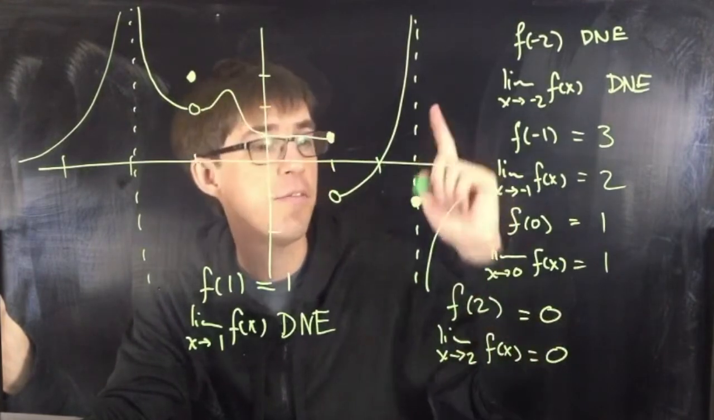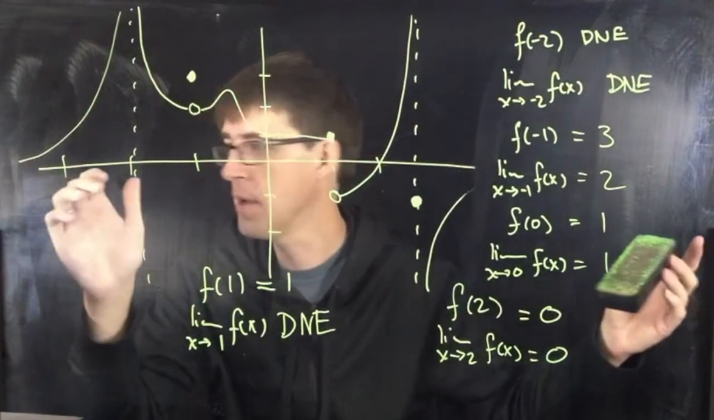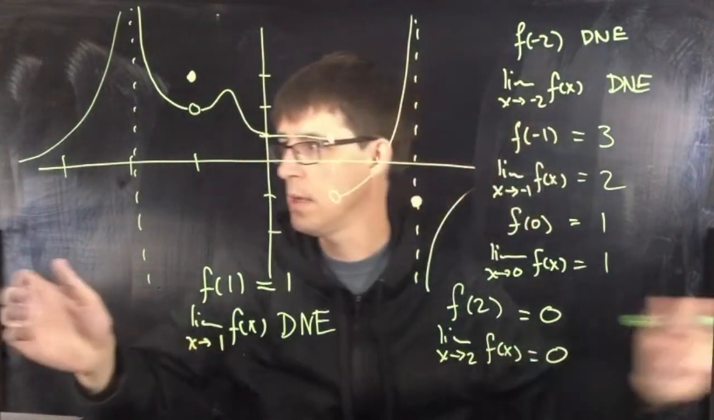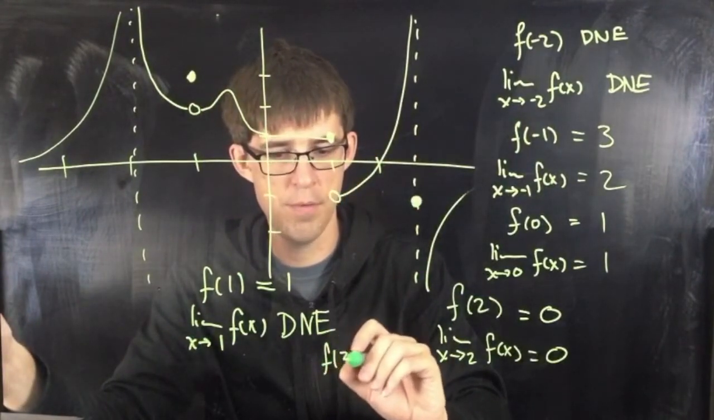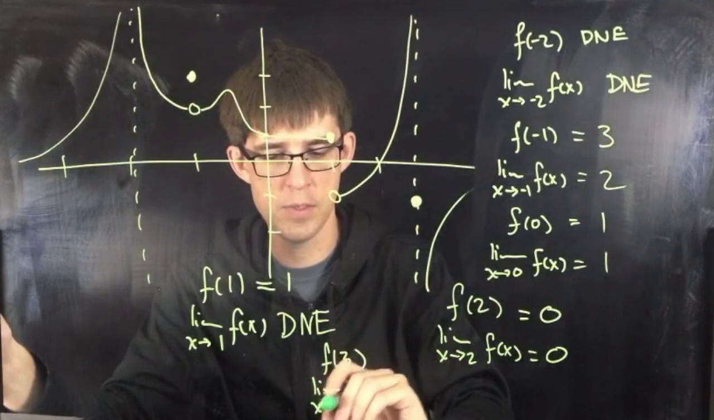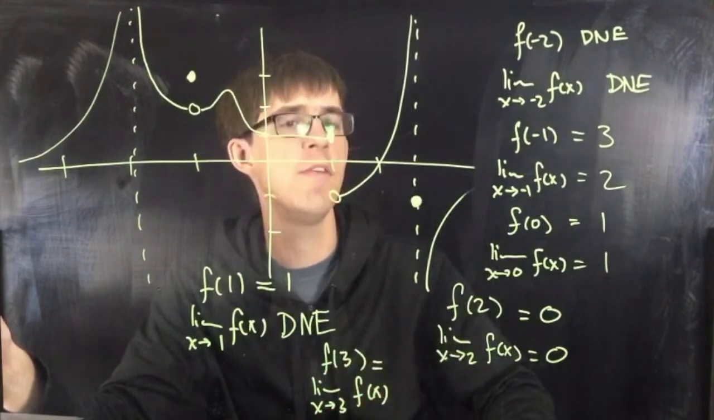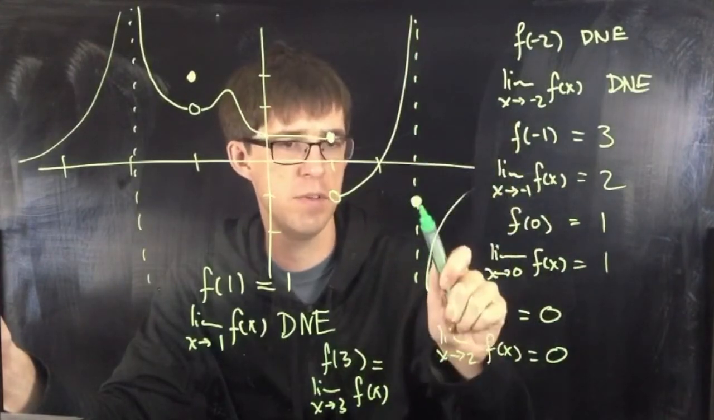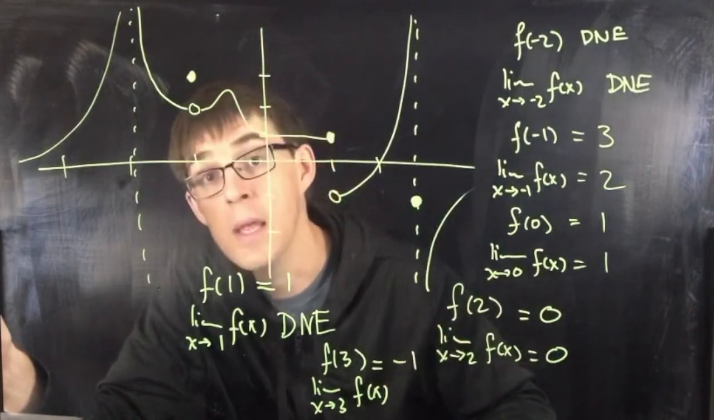All right, and finally, this point right here, let's do it. x equals 3. I got to erase something now. Maybe I can just do it right down here. f of 3 and the limit as x goes to 3 of f of x. What do you say? f of 3 means right at x equals 3, where is the y value? Actually, there is a y value right there. It is -1. I hope you said -1.